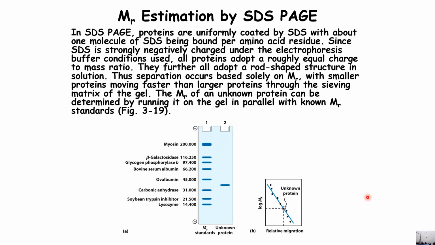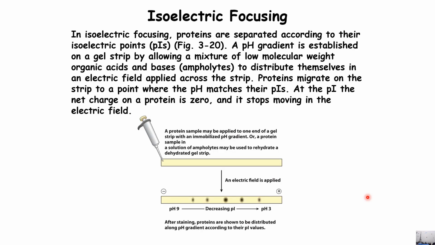So the molecular weight of an unknown protein can be determined by running it on the gel in parallel with the known molecular weight standard, which we call a ladder. Okay, any questions on SDS-PAGE?